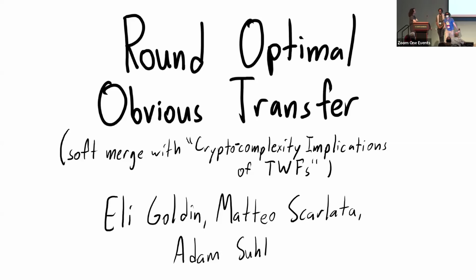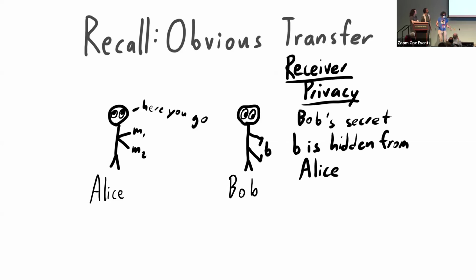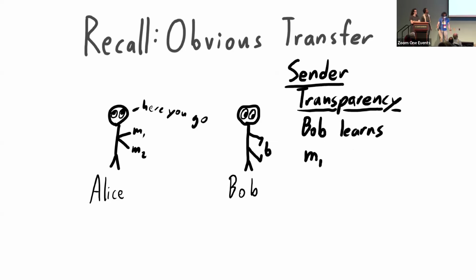Hello. We're going to be talking about round optimal OT, which is a soft merge with crypto complexity implications of TWFs. Now, we all know what oblivious transfer is. Alice has a pair of messages, M0 and M1, or as written here, M1 and M2. Bob has the secret bit B. Bob wants to make sure that Alice doesn't learn B. Alice wants to make sure that Bob learns only one of the messages. Oblivious transfer is a building block in many, many cryptographic protocols.